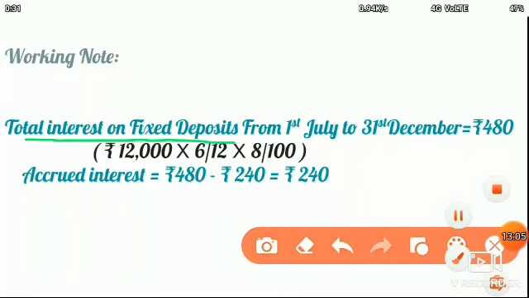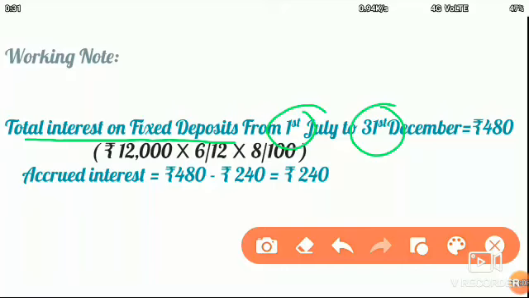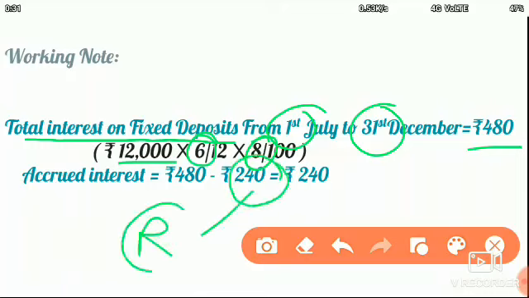The total interest on fixed deposit from 1st of July to 31st of December, which is 6 months: 12,000 rupees for 6 months at the rate of 8% will give us an interest of 480. If we look at the receive side of our Receipts and Payments Account, the interest received is only 240 on fixed deposits. So our actual interest is 480, but received in cash is only 240. So the amount which is not received is 240, which is our accrued interest.